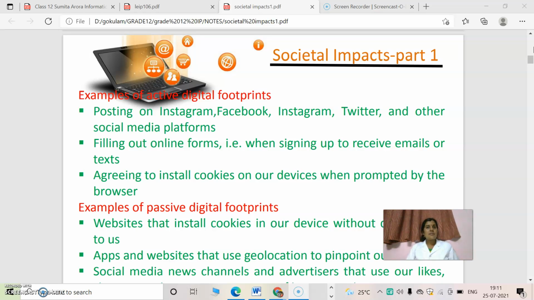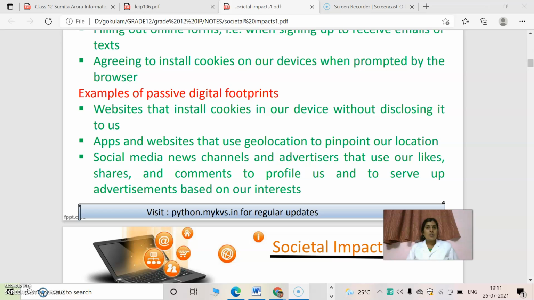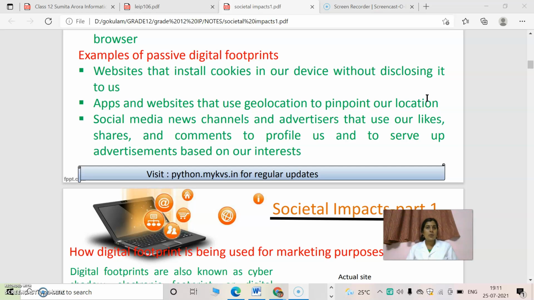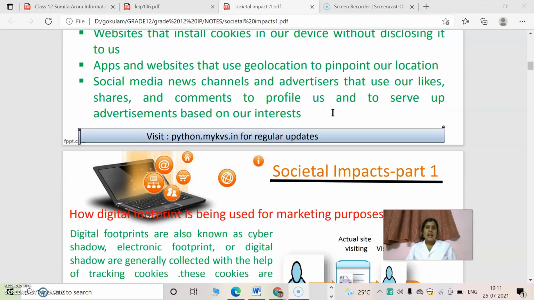Examples of digital footprints are when we are posting on Instagram, Facebook, or Twitter. Sometimes there will be surveys, we are filling in online forms, and we are accepting that we want to receive mail from that site. Then we are installing cookies. When we open some website, a message appears in the top corner asking whether we want to install cookies, and we allow it. So these are all active, by ourselves. Passive means we don't know about the cookies being installed and our data will be lost. Some apps, applications and websites use this type of data gathering.